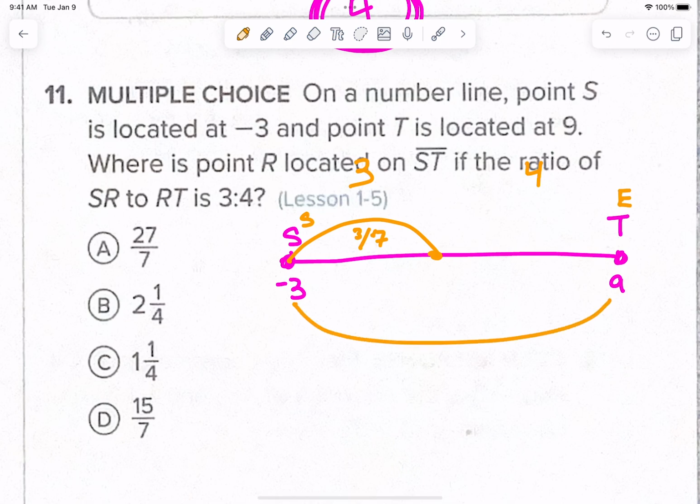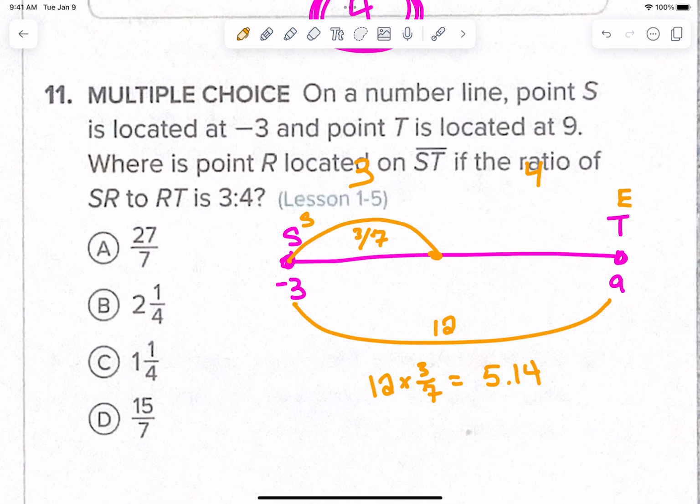How far is it from -3 to 9? 12. And now what do we do with that? Put that into 3/7. 12 times 3/7 is how much? Like 5 and a 7th. 5 and a 7th. Yeah. 5 and 1/7. We can go 5 and 1/7. 5.14 is what a 7th is. Something like that, right? 5.14, okay?